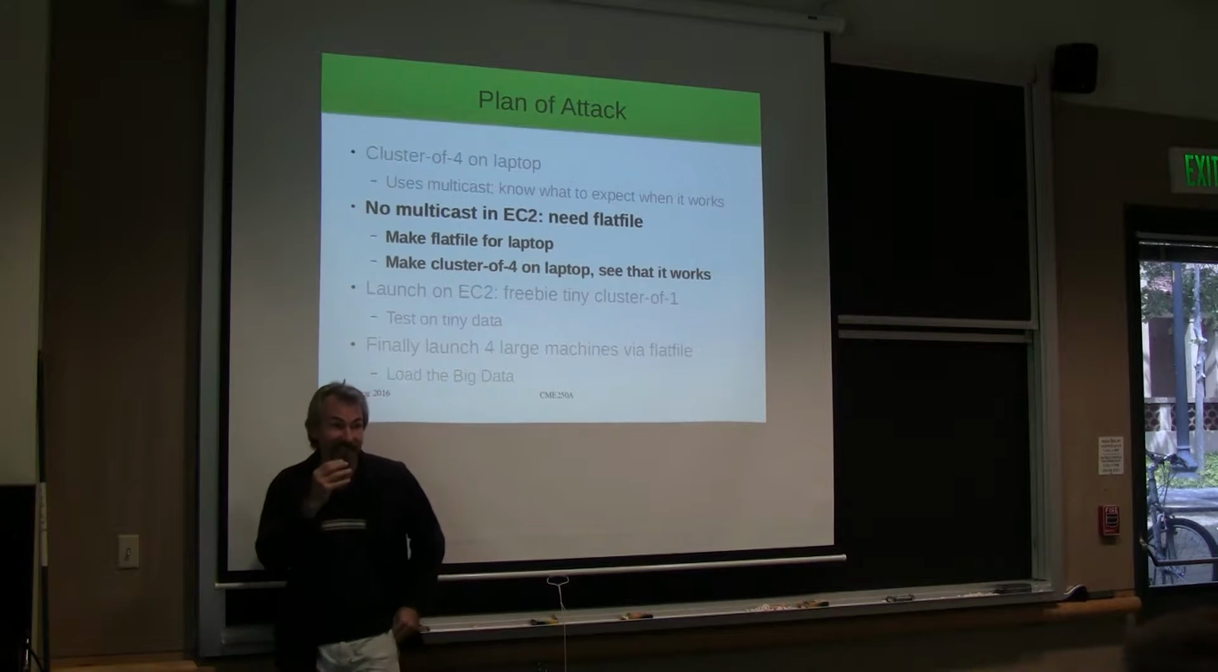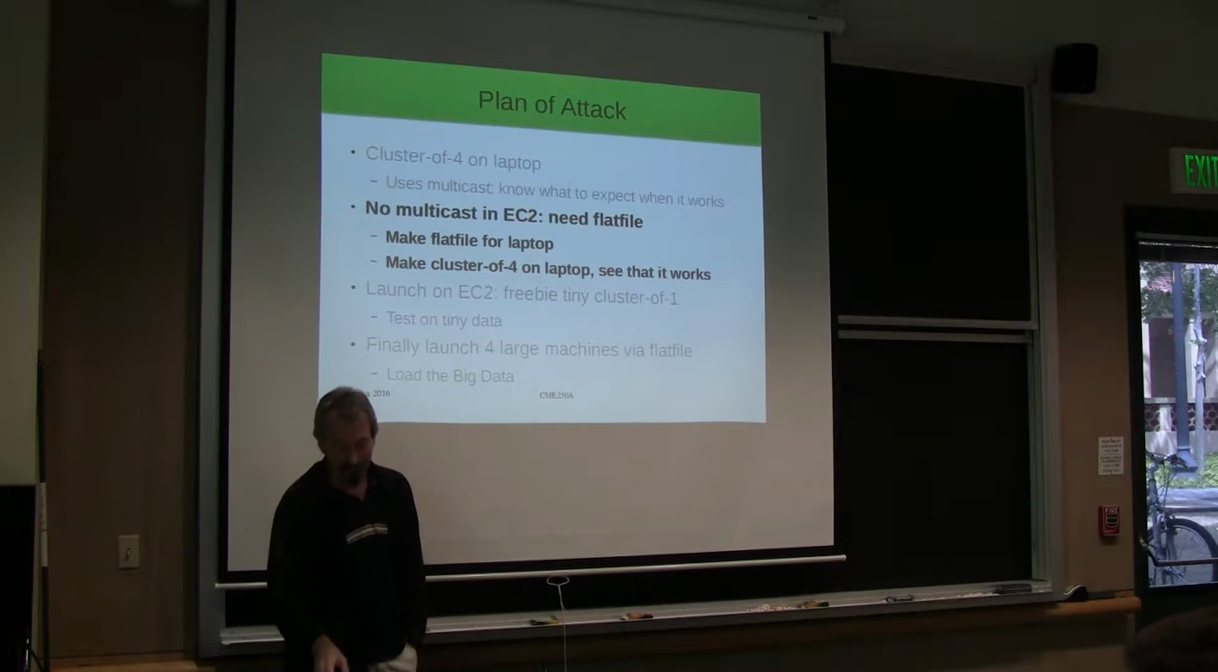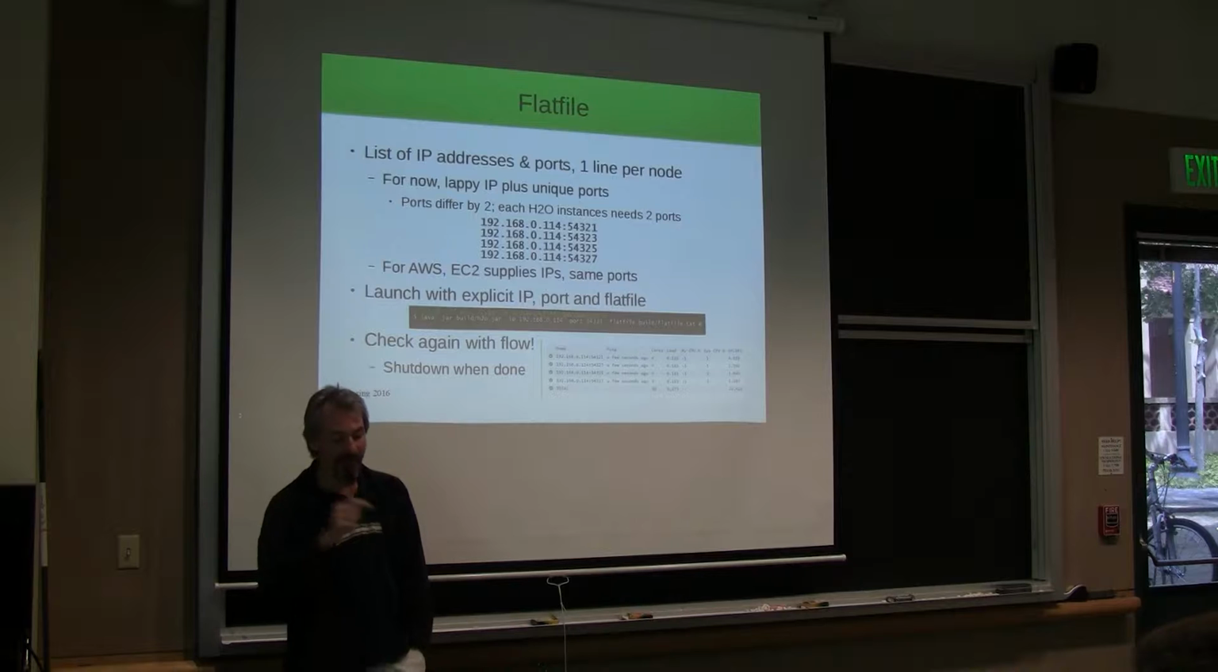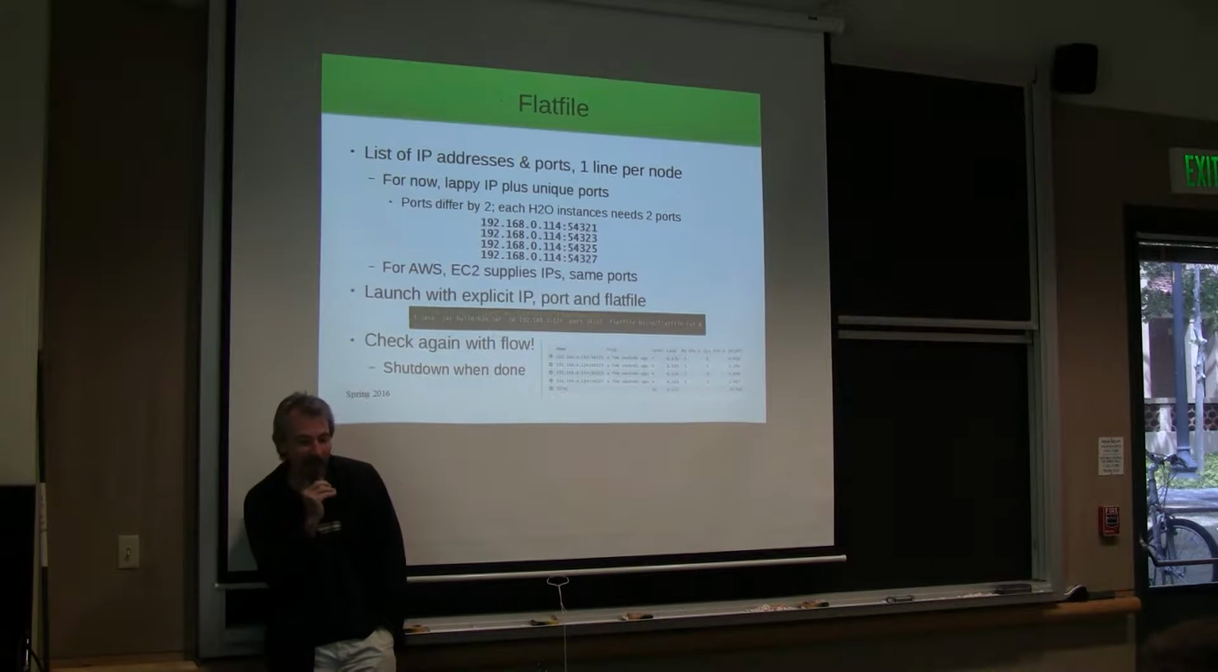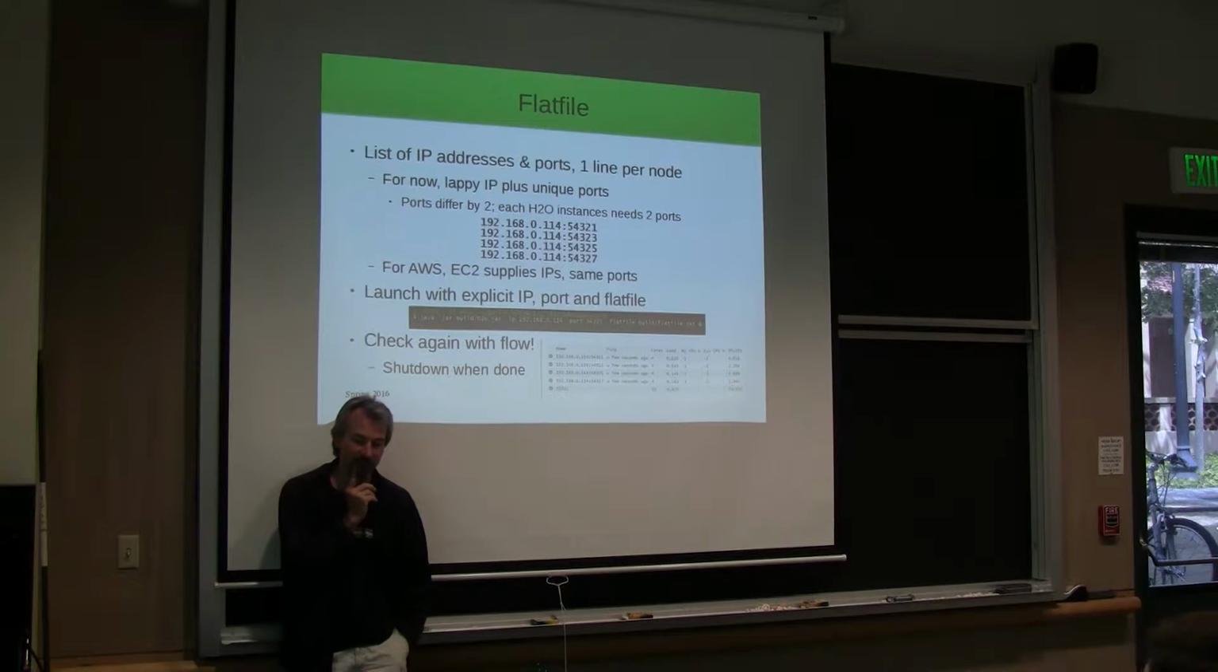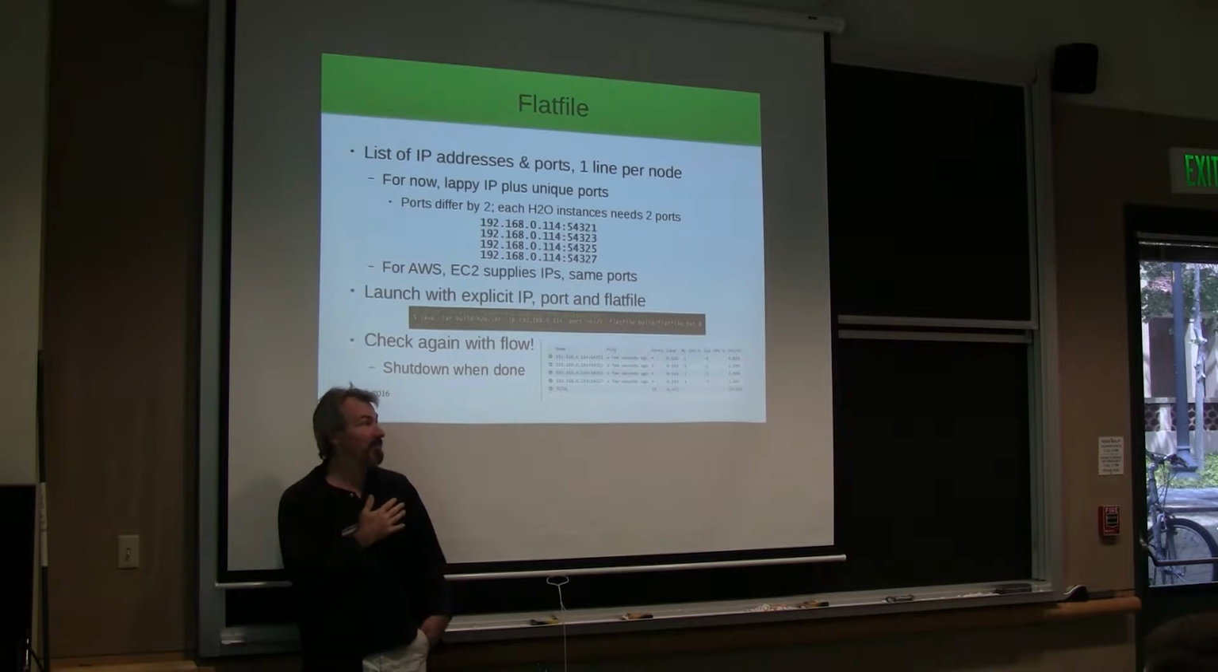Okay, so that one was too easy. So I want to go do the next harder step. I'm going to use a flat file on my laptop as a practice. So the flat file is the list of IP addresses and ports, 1 line per node in my cluster. So I want to make a 4-node cluster just to get started here. So it's whatever IP address I get out of my laptop.